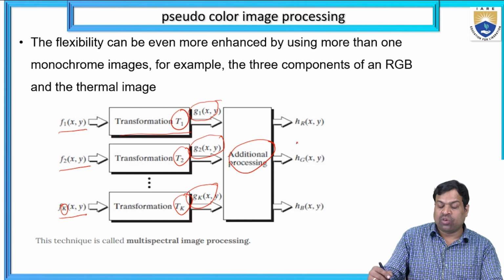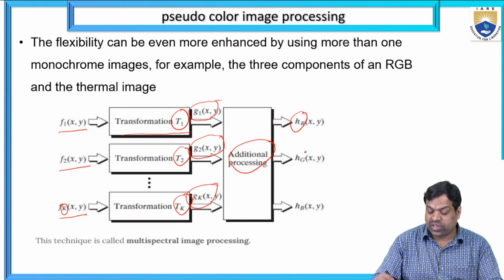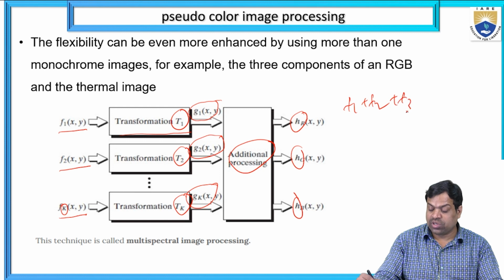Additional processing means what additionally we need for the external. So Hr of x, y, Hg or Hb. F1 plus F2, F2 plus F3 equal to G1 plus G2 plus G3 is equal to Hr plus Hg plus Hb.